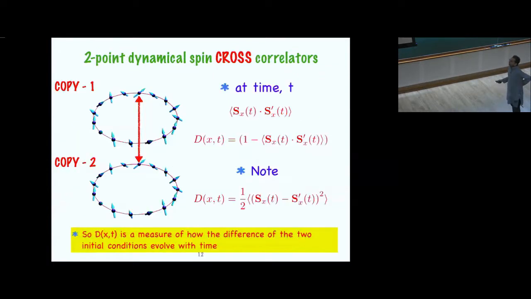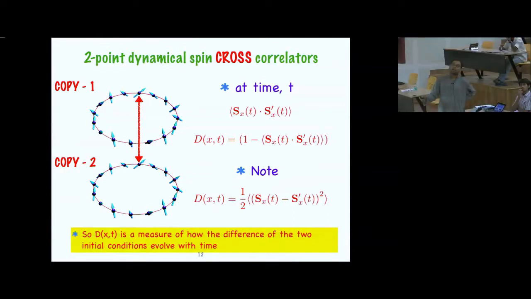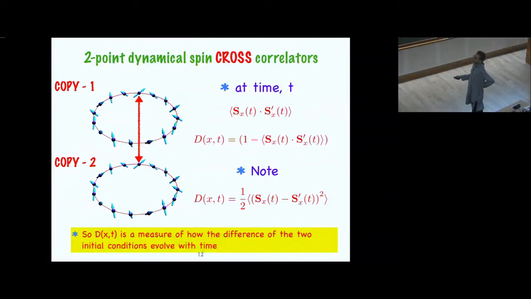Okay, so now we use another statistic, which we call the cross correlator, defined as follows. We had two copies, and remember we evolved them for the same time. So we take one spin from the first copy, and the same spin from the second copy at time t, take a dot product, and then average over the initial conditions. In fact, instead of calculating this cross correlator, we take 1 minus this, which up to a constant is just the difference of the two spins at the same site in the two copies. So this D of x and t measures how the difference of the two initial conditions that I put in evolves with time. Remember, I put in the difference only at site x equal to 0.